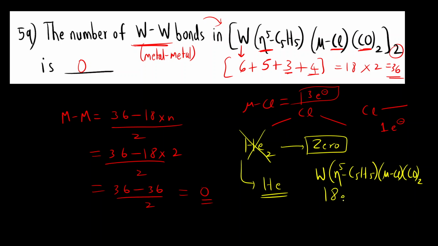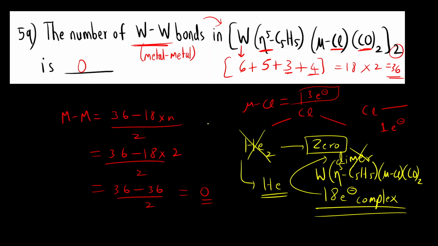It is an 18 electron complex. We know 18 electron complexes are stable. If 18 electron complexes are stable, why will it form a dimer? Okay, that is the question. It will not form dimer. If it will not form dimer, metal-metal bond will be 0.